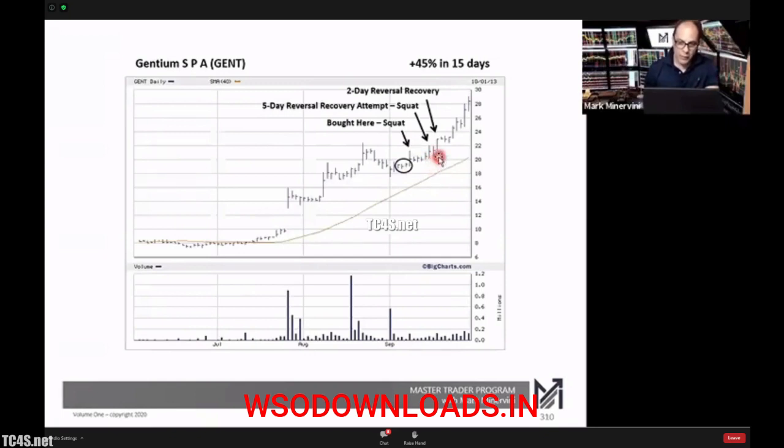And then 2 days later, you recover pretty nicely. So you get a 2-day reversal recovery, a 5-day first, and then a 2-day. So this is just classic action where you could be actually adding to the position, and as it takes out those highs and recovers, that's telling you, especially if it does it a couple times, that the stock is acting right.